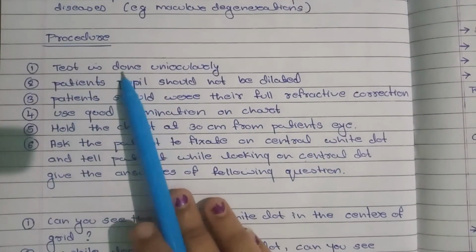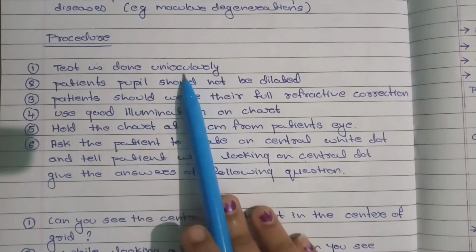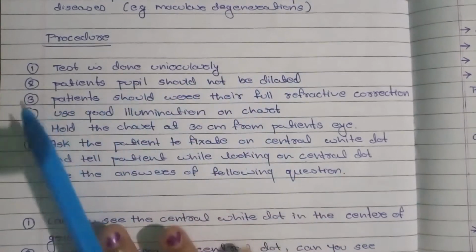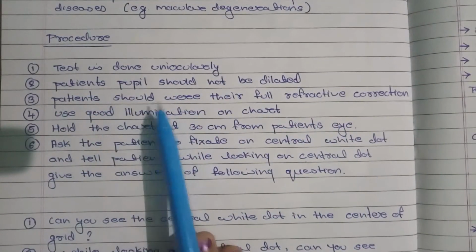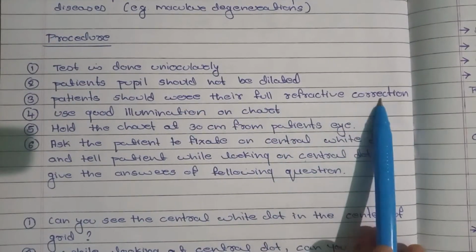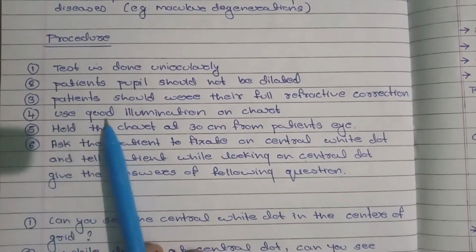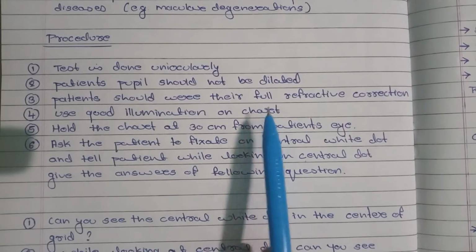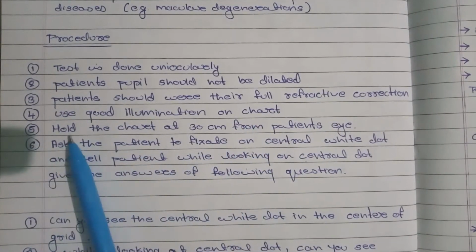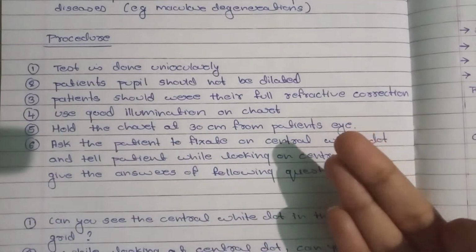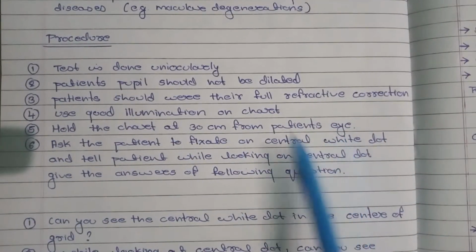First, this test is done uniocularly. Uniocularly means each eye separately. Second, the patient's pupil should not be dilated. Third, the patient should wear their full refractive correction. Fourth, use good illumination on the chart. There should be good illuminating light on the chart. Fifth, hold the chart at 30 cm from the patient's eye.